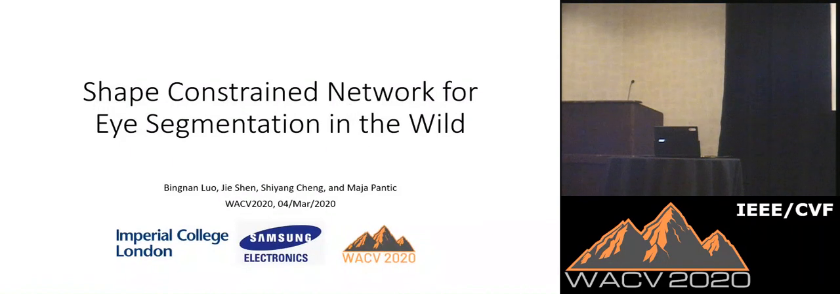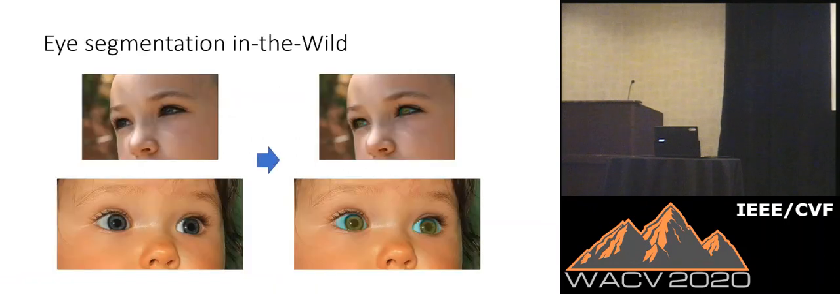I'm here to present our work on shape-constrained network for eye segmentation in the wild. The problem we address in this work is to accurately segment eye regions, including sclera and iris, from in-the-wild facial images. This can have a variety of applications, including gaze analysis and attention estimation.